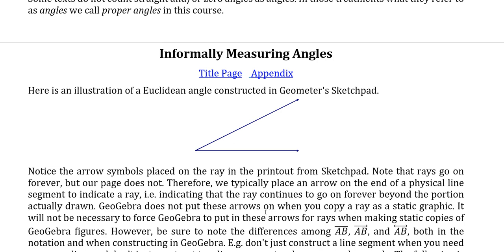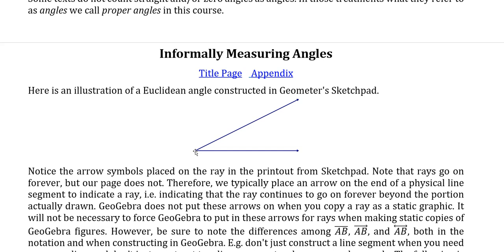So, there's an illustration of a Euclidean angle. This one's constructed in Geometry Sketchpad. When you copy from Sketchpad and make a static picture of it, it will place little arrows on the end. This indicates that this goes on forever. We have the union of two rays with a common endpoint. The rays go on forever, so the two sides of the angle go on forever, but of course the page doesn't go on forever. So we'll just put a little arrow at the end there to indicate that it goes on forever.